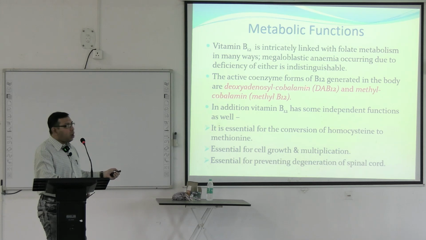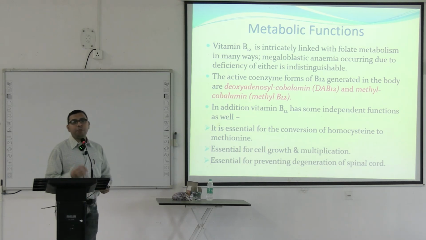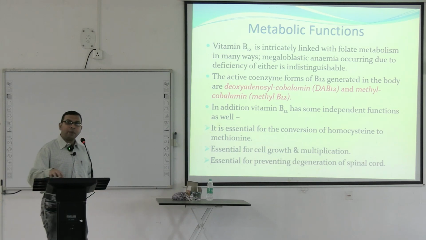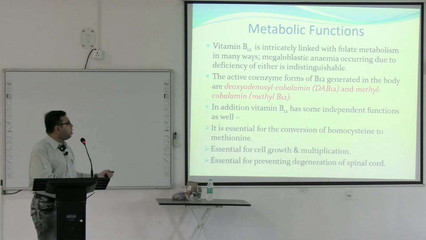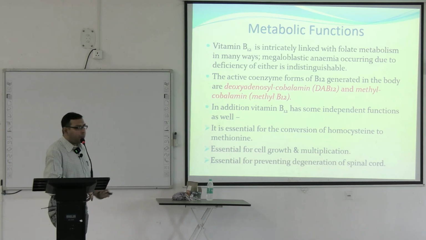The active coenzyme forms of vitamin B12 generated in the body are deoxyadenosyl cobalamin and methylcobalamin. So DAB12 and methyl B12, these are the active coenzyme forms. Cyanocobalamin and hydroxycobalamin are the formulations, and the active coenzyme forms that are converted in our body are deoxyadenosyl cobalamin, DAB12, and methylcobalamin, methyl B12.